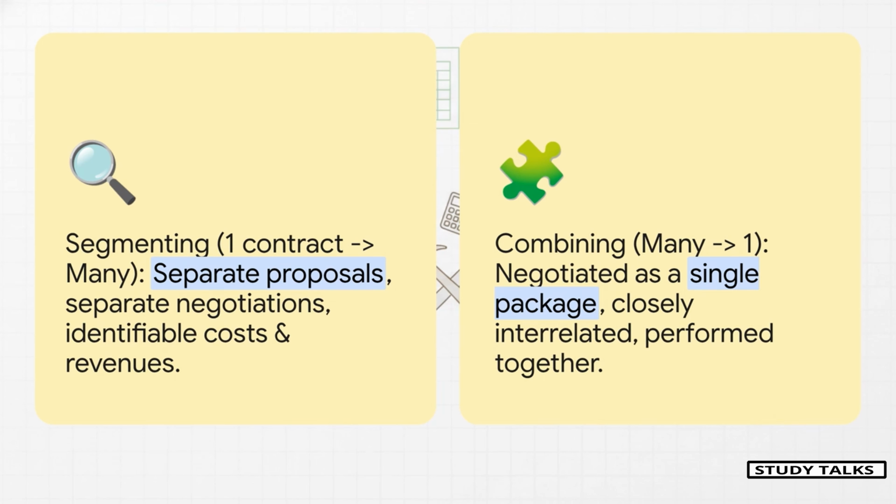So segmenting is when you take one big contract and break it down into smaller ones. You do this if you have separate proposals for each part, you negotiated each part separately, and, this is key, you can track the costs and revenues for each one. The flip side is combining. That's when you take a bunch of contracts and treat them as one single package. You do this if they were all negotiated together as a single deal, they're all super closely related, and you're basically doing the work all at once. It's all about looking at the real substance of the agreement.